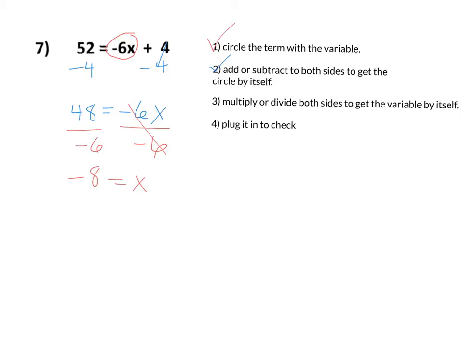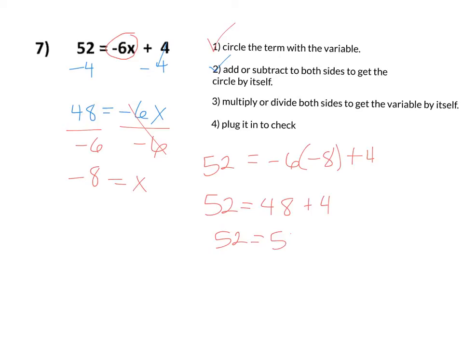Now I'm going to plug it in and check. So I've got 52 is equal to -6 times -8 plus 4. 52 is equal to -6 times -8. Negative times a negative is positive. 6 times 8 is 48 plus 4. I get 52 is equal to 52.